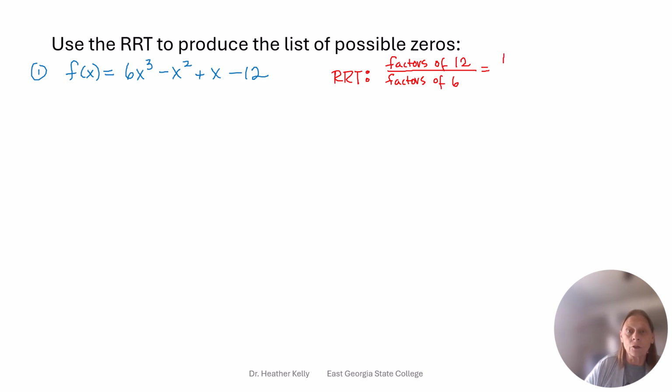So 1 goes into 12, 2 goes into 12, 3 goes into 12, 4 goes into 12, 5 does not go into 12, 6 goes into 12, 7 no, 8 no, 9 no, 10 no, 11 no, 12 goes into 12. Okay. Same thing here with the 6. 1 goes, 2 goes, 3 goes, and 6 goes.